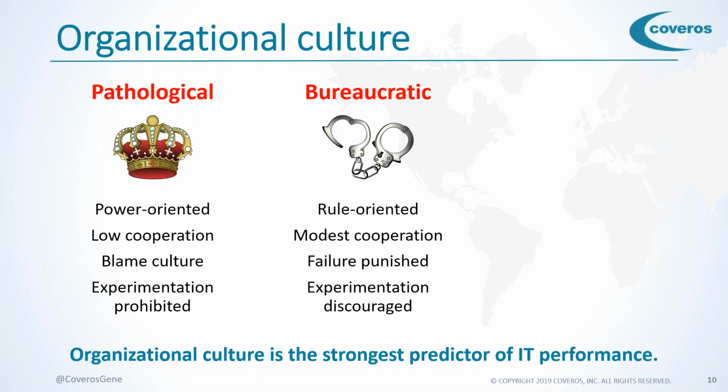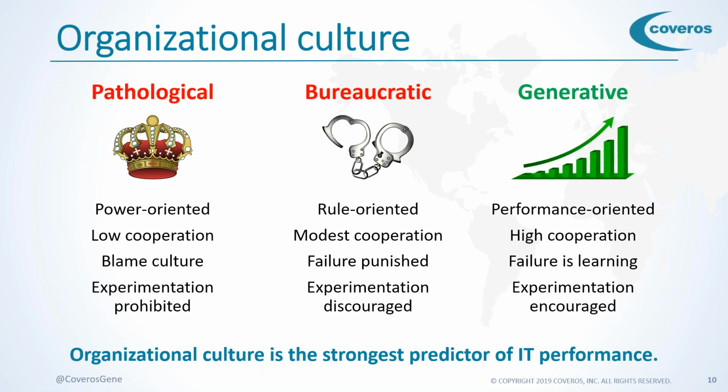And the way that really helps with DevOps is called generative, okay? And this is performance-oriented. Experimentation is encouraged, right? We've adopted the third way, the culture of learning. Every failure is learning. This leads to high cooperation. It means we're going to look to see if things are working and use that as our measure of success, not whether I followed the way it's always been done before, right? So part of adopting DevOps is getting to an organizational culture that's generative.